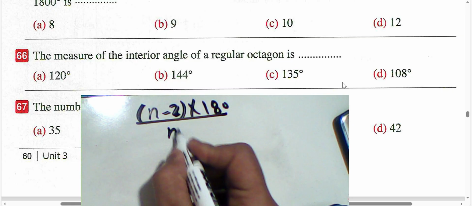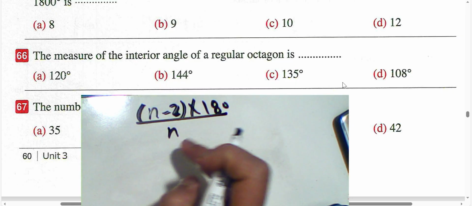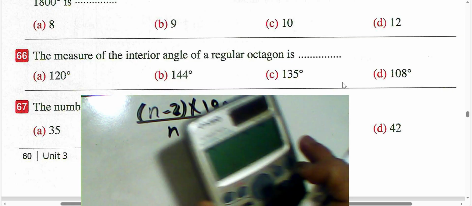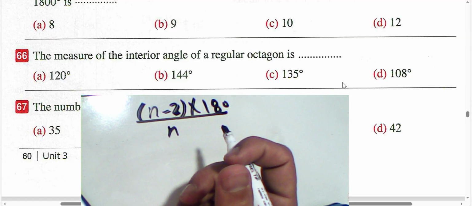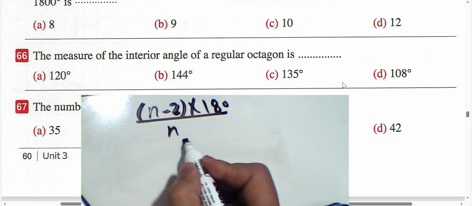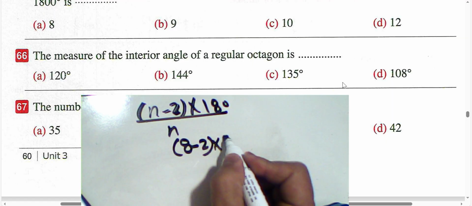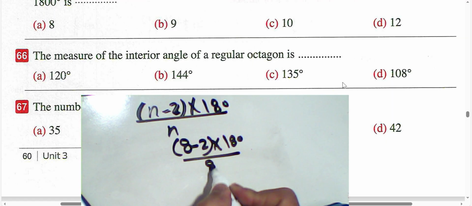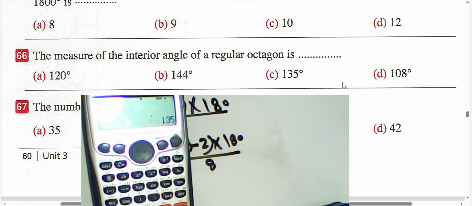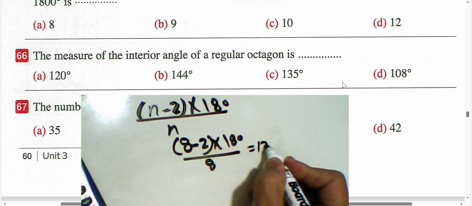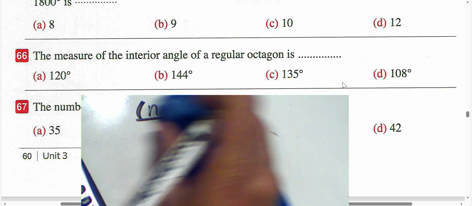You can divide it by n. (n minus 2) times 180 divided by n. Put n equal 8. Okay, then 8 minus 2. Why? Because we have an octagon, it means the polygon has 8 sides. We have 8 minus 2 multiplied by 180 divided by 8. Right, 6 times 180 divided by 8. The result will be 135 degrees.